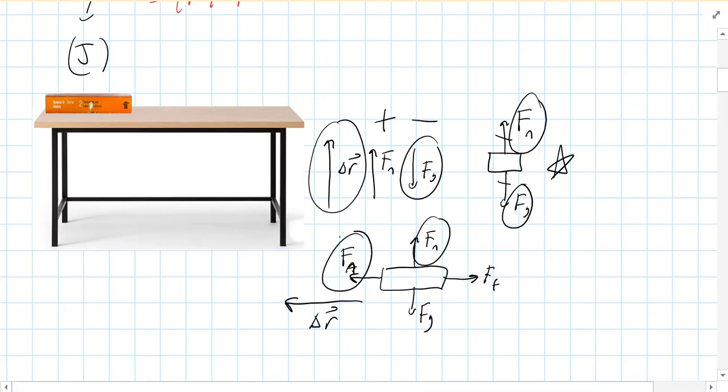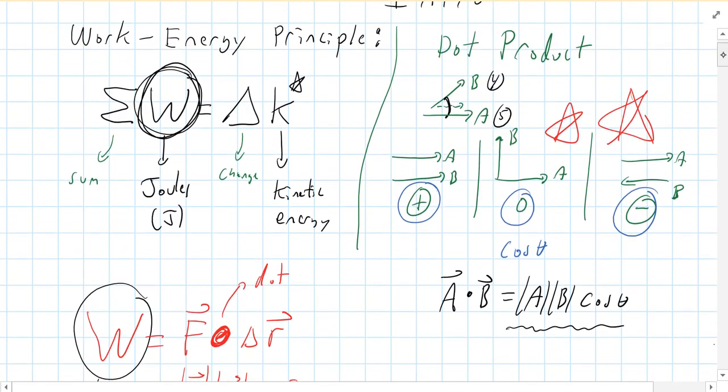How about the work done by the applied force? Well, that's in the same direction as delta R, so that's positive. How about the work done by friction? That's the opposite direction of delta R, so that's negative work. And what's our net work? Well, the book started from rest and it ended at rest, so the starting kinetic energy is 0, the final is 0, so the change is 0, so your net work is 0.